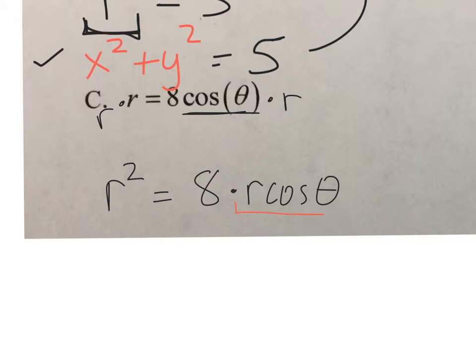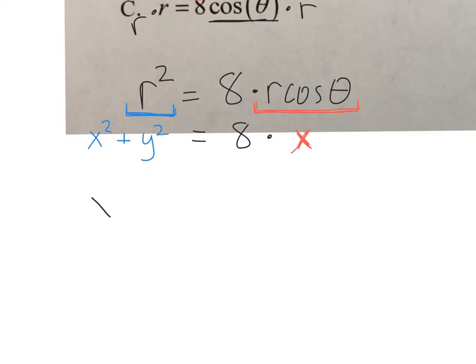Okay, so now I have something that is replaceable. R cosine theta I can replace with the letter x, with the variable x. But also on this side, I also have something that's replaceable. So multiplying both sides by r has now taken care of all of my polar values. So I no longer have any r's, nor do I have any cosines. Okay, so we can write this in general form by bringing the 8x over here to the side with the other variables and setting it equal to 0.